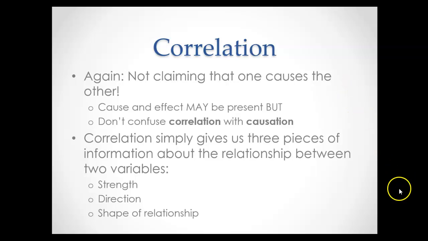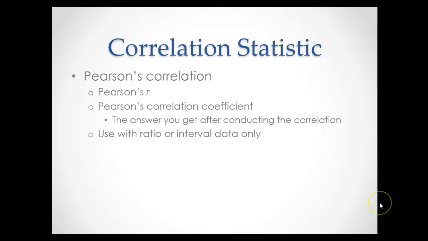What does correlation give us? Correlation gives us 3 pieces of information about the relationship between variables. It gives us the strength of the relationship, the direction of the relationship, and then also the shape of the relationship. So just a refresher, Pearson's correlation, which will be symbolized as R, you'll see this when we actually run statistics, is what you'll get. It's the answer you get after conducting the correlation. When we do this kind of correlation, we would only be doing it with ratio or interval data. Sometimes ordinal data is used, but for the most part, we want to stick with ratio or interval data.